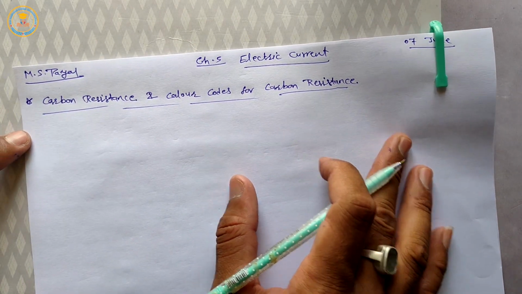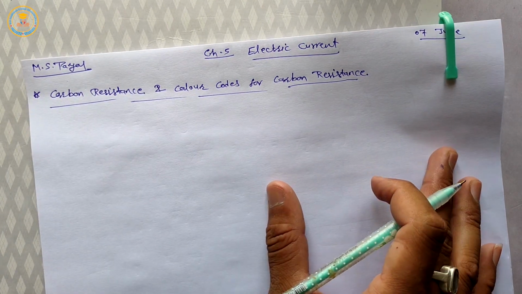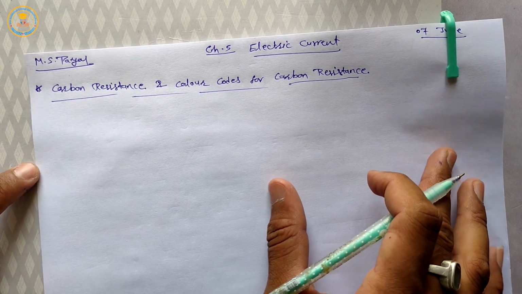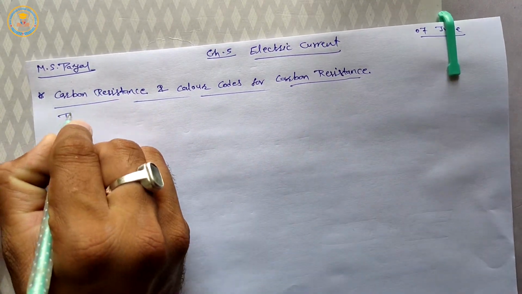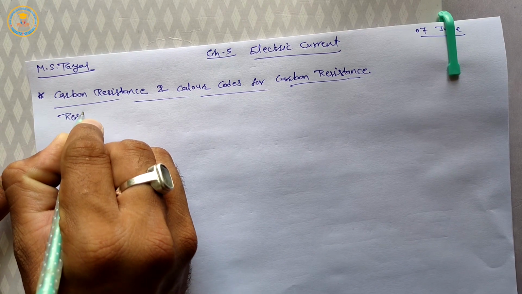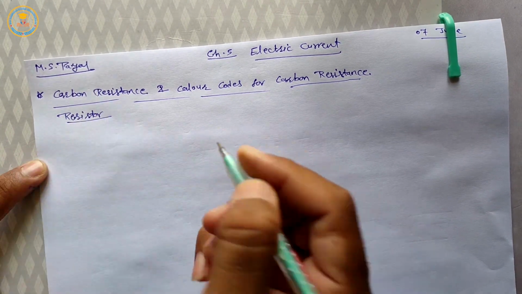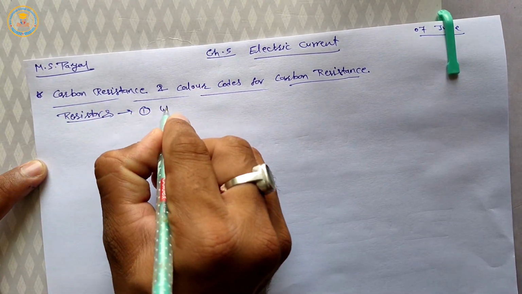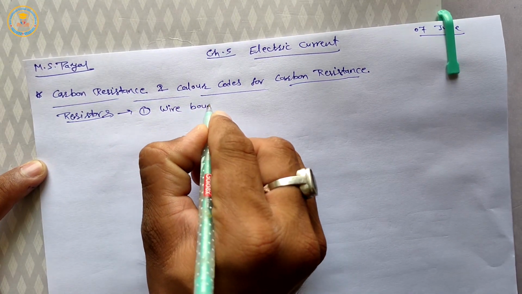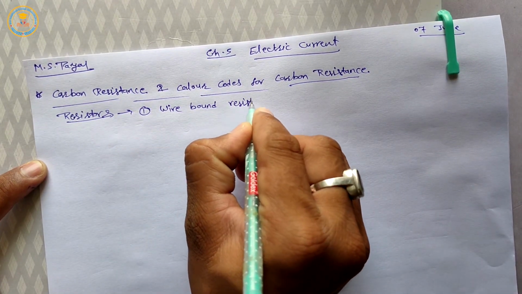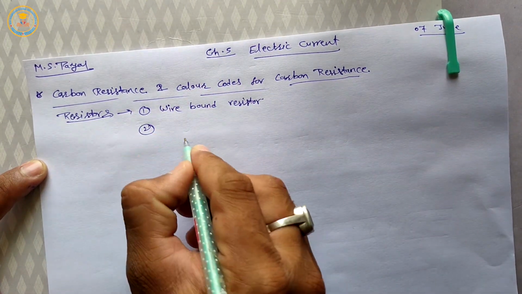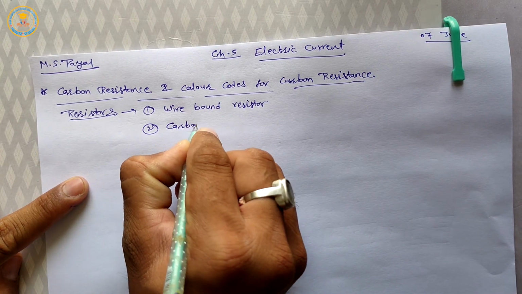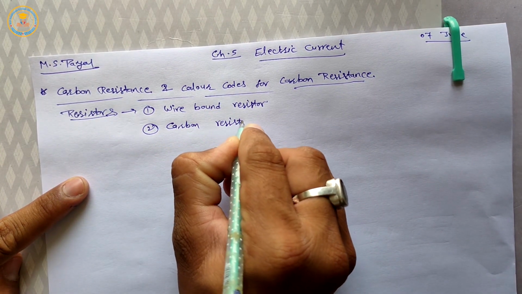That device which generates the resistance in an electric circuit is known as a resistor. This device is known as a resistor. So resistors are of two types. First is the wire bound resistor, and another one is the carbon resistor. Okay.